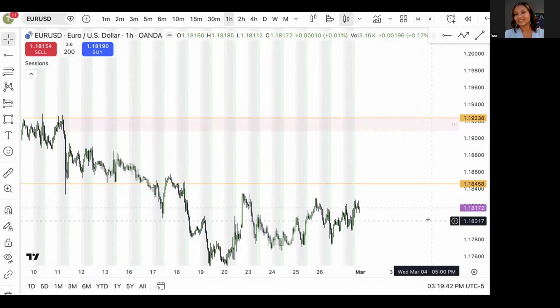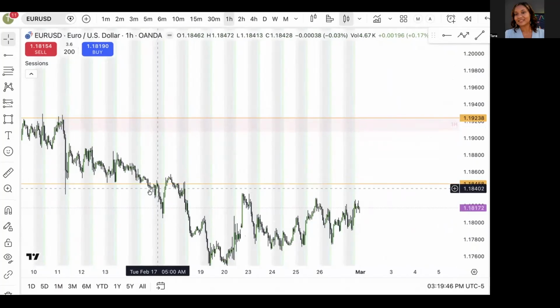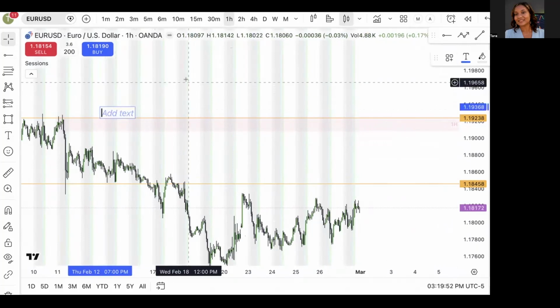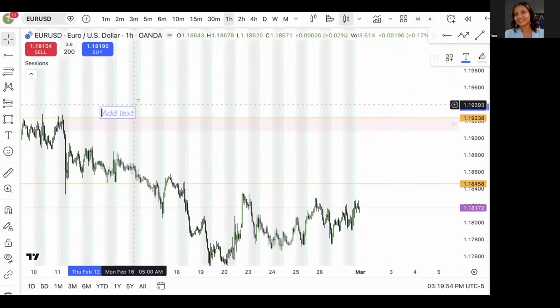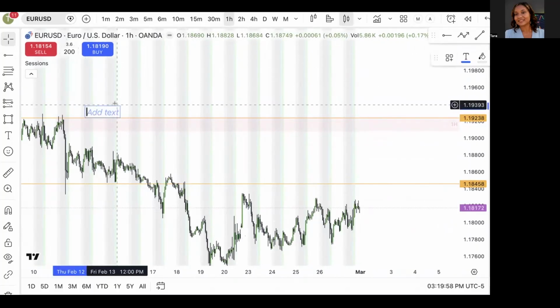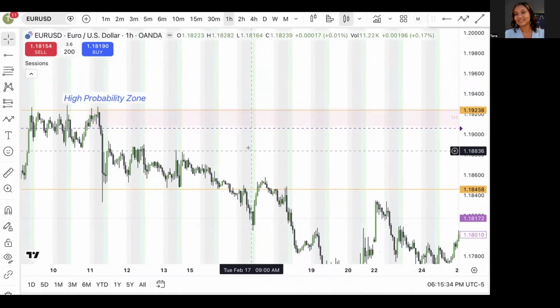Okay, and we know that these zones that have not been tapped into yet are high probability zones. So we know that this zone, since it hasn't been tapped into yet, is a high probability zone. So we'll go ahead and mark that. High probability zone.